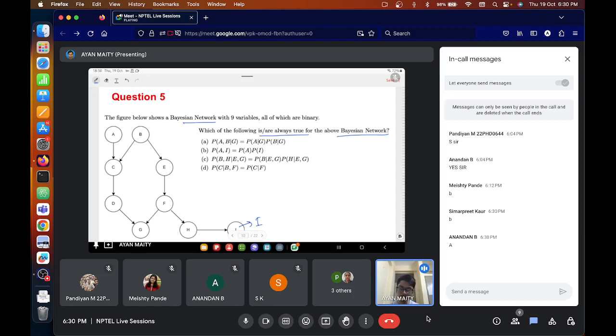Simarpreet Kaur says option B, which is probability of A, I equals probability of A into probability of I. Anandan says option A, probability of A and B given G is probability of A given G into probability of B given G. Okay, anyone else?